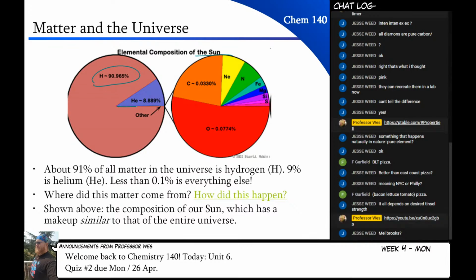I'm going to draw a line here. Inside that line is every other element that exists. There's not much of the other stuff, but because there is so much stuff in the universe, you can find a lot of that and get it all together and get a planet, and then you get us, and then you get Chem 140.